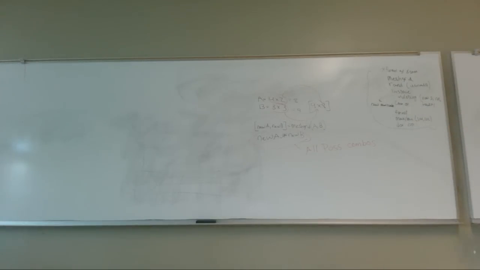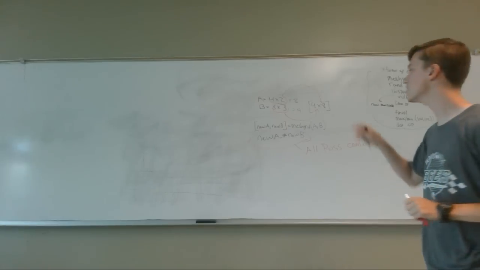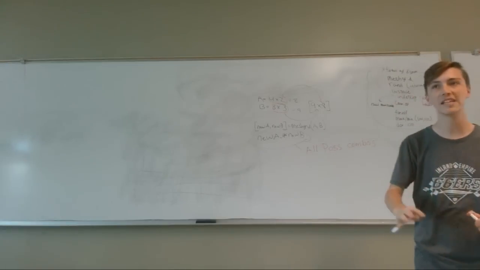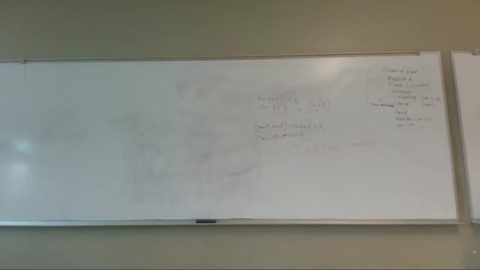So the new A times new B is going to give you all possible combinations. And then the meshgrid allows you to get those matrices set up so you can then find those combinations. Do we have any questions about that?